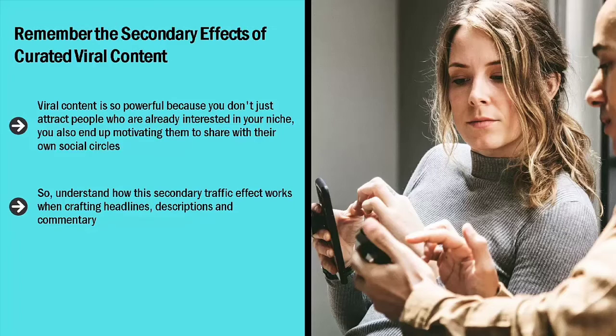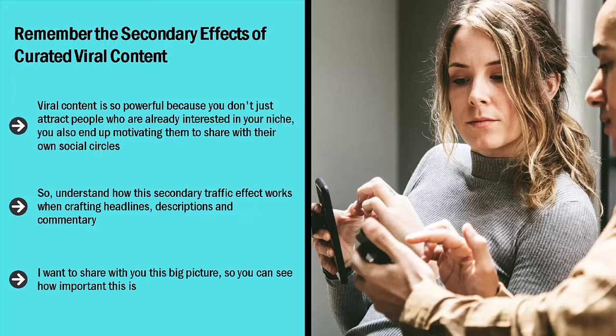You're not just repackaging hot content. You're trying to reach people and also their friends and the friends of those friends who share the same niche interests. I want to share with you this big picture so you can see how important this is. This is not something you just blow through. So you have to give this proper attention so as to maximize the niche targeting capabilities of the curated viral content that you are sharing.